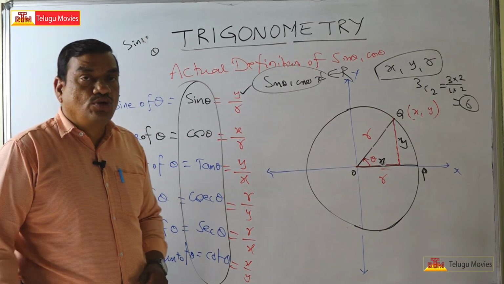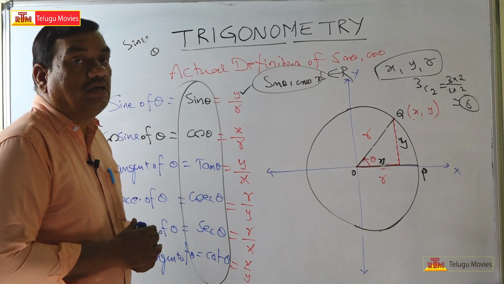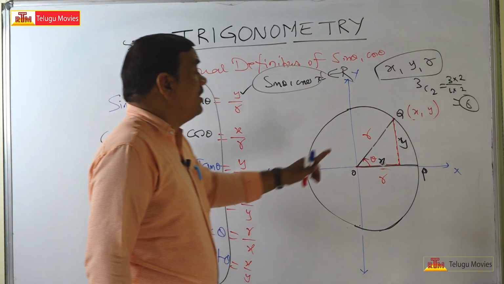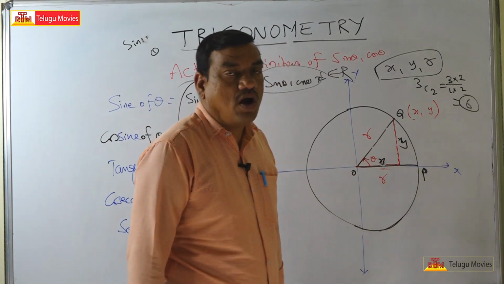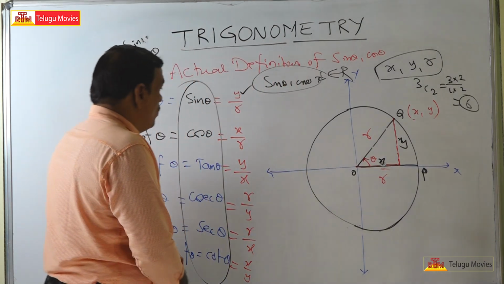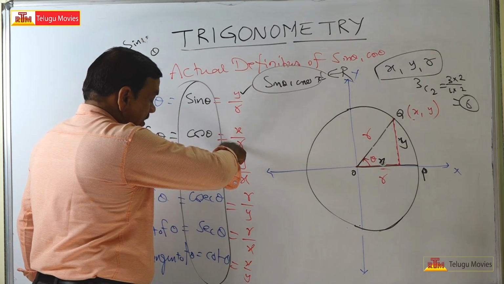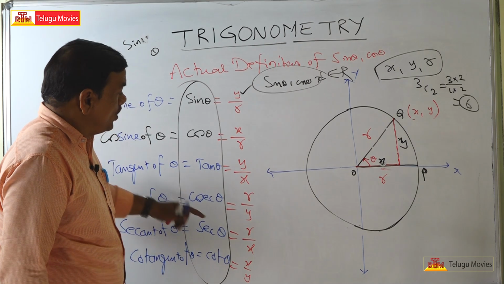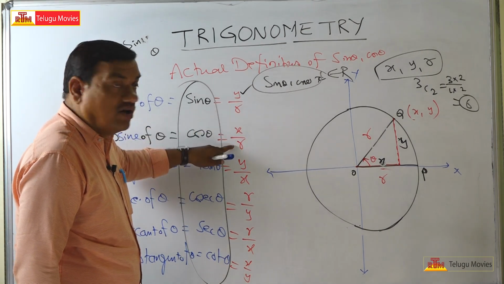Now in this also we have some limitations. What are the limitations? First, r cannot be equal to 0. These two are okay, where r is in the denominator.